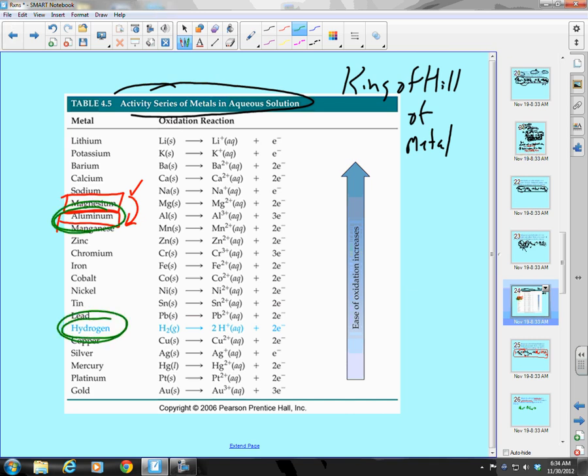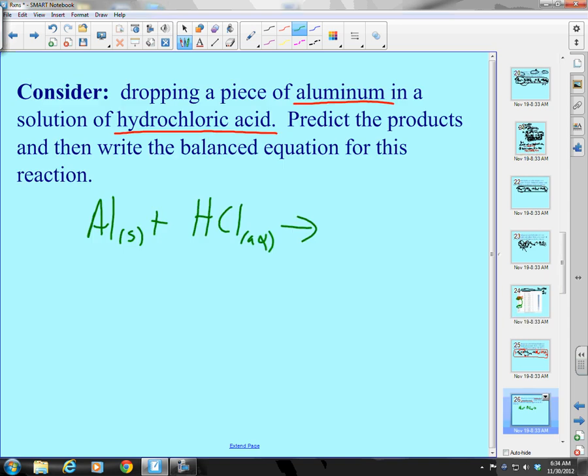Okay, here's my hydrogen. So it will replace hydrogen. It's above it, so aluminum will replace hydrogen. Good. So that means my aluminum's going to come in here. Yoink. Hydrogen's going to be knocked over there. Doink. And I get what? H plus AlCl.